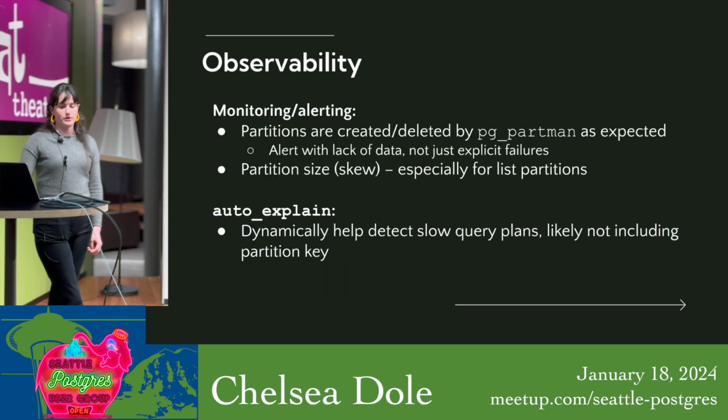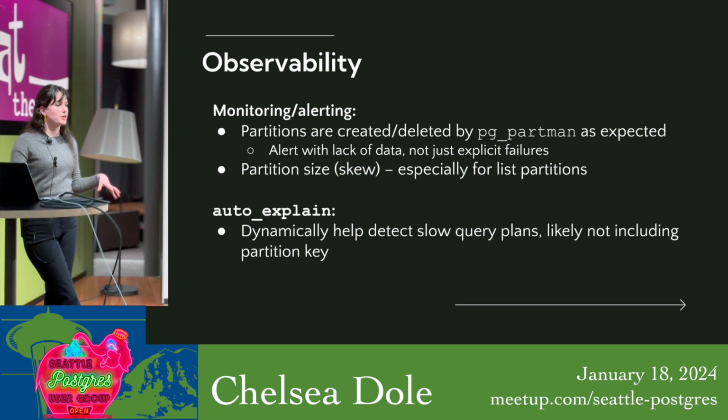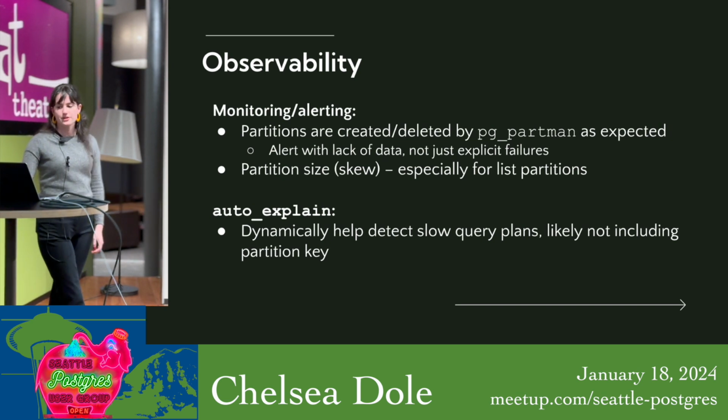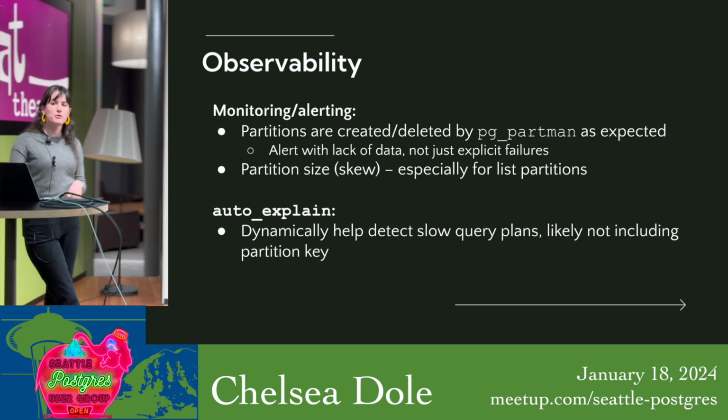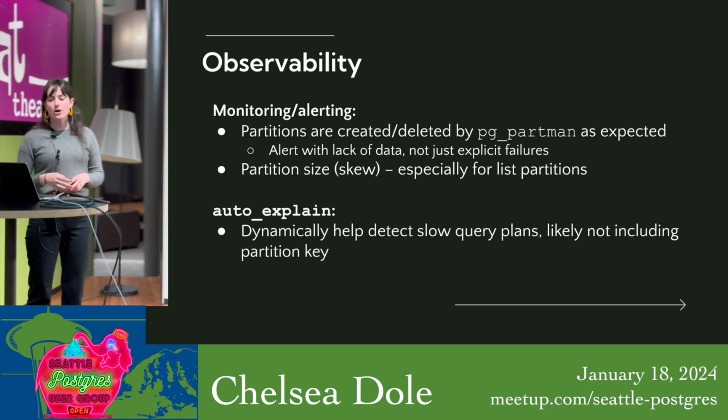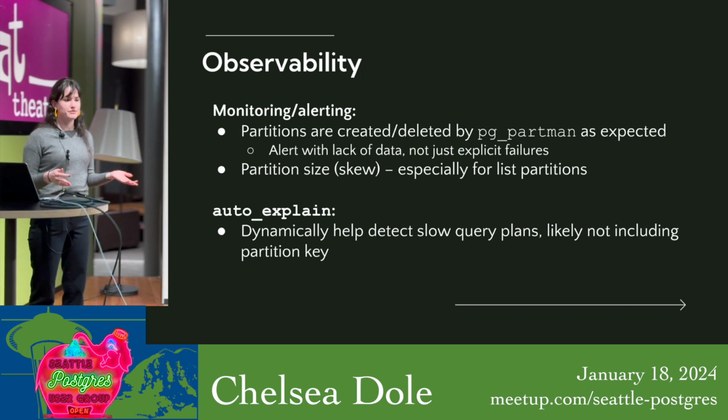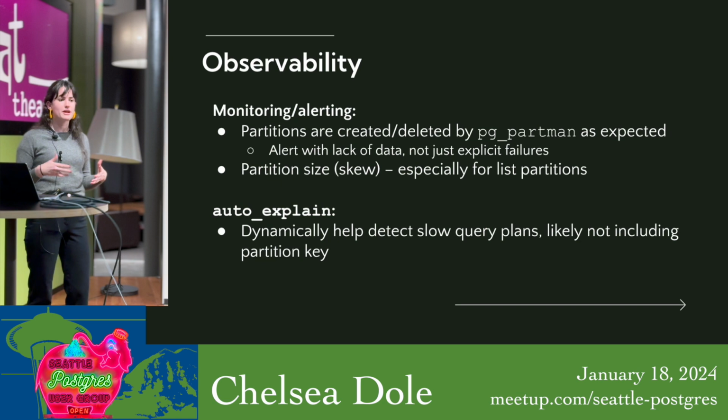Observability is also important. Monitoring and alerting is something that you might need to do differently in partitioned tables. For example, you will want to monitor that your partitions are created and deleted by PGPartman and the cadence is expected. So you want to alert both on your cron job, which creates them, running successfully, but also alerting on lack of data. In case it fails silently, you don't want to be surprised if it doesn't pre-create the set number of weeks which you set up.